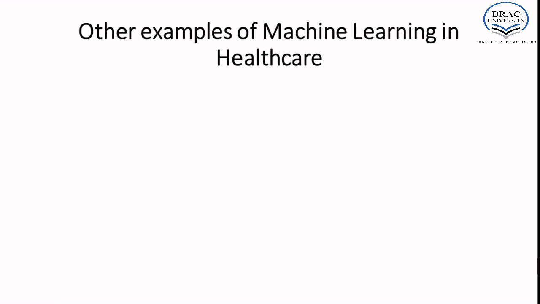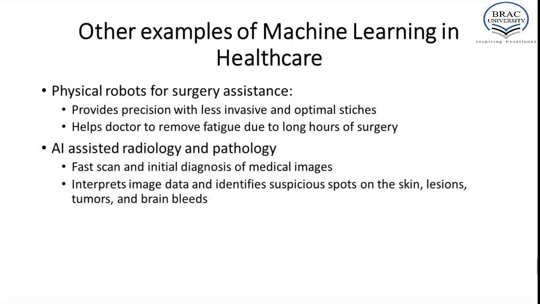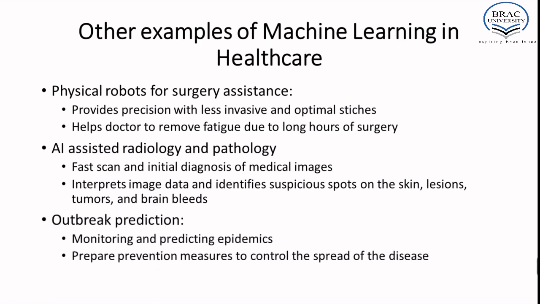So, what we have discussed so far is merely a scratch of the applications of machine learning in the field of healthcare. Many more applications are in the trial process or are being researched to improve the current medical system. A few more examples are physical robots for surgery assistance, which can assist the surgeons in sutures. AI-assisted radiology and pathology is another example, which can provide an immediate decision based on the scan. Machine learning is also being applied for outbreak predictions.